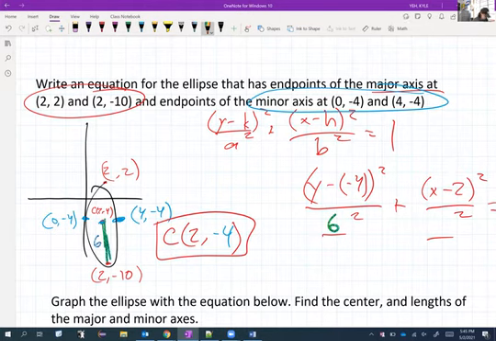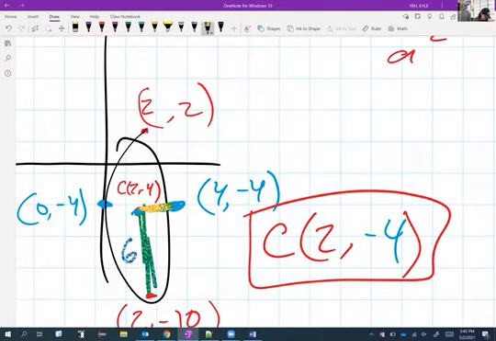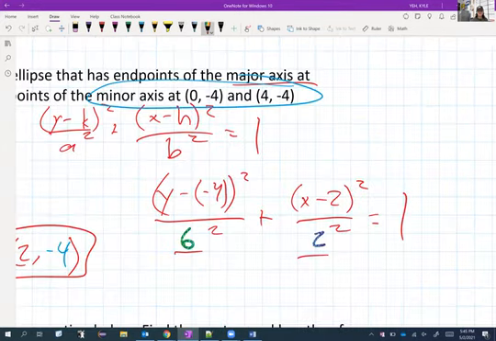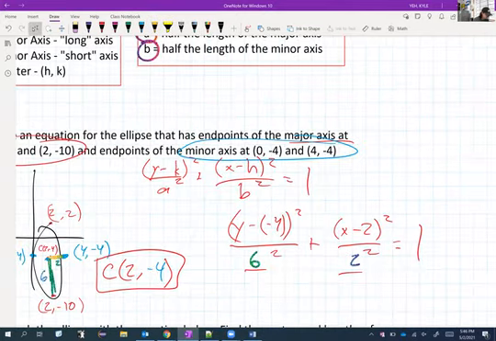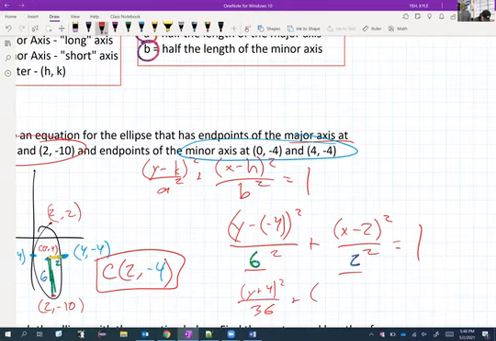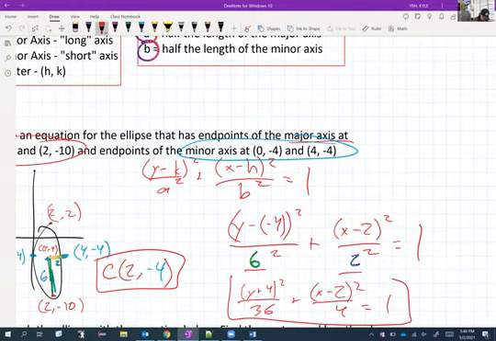And what is B? Well, B is that distance from the center to one of the minor endpoints. So 2, -4 to 4, -4, that means B is going to be 2. And now, just from kind of sketching it out and finding those values, y plus 4 squared over 36 plus x minus 2 squared over 4 equals 1. That is our final equation for this ellipse.